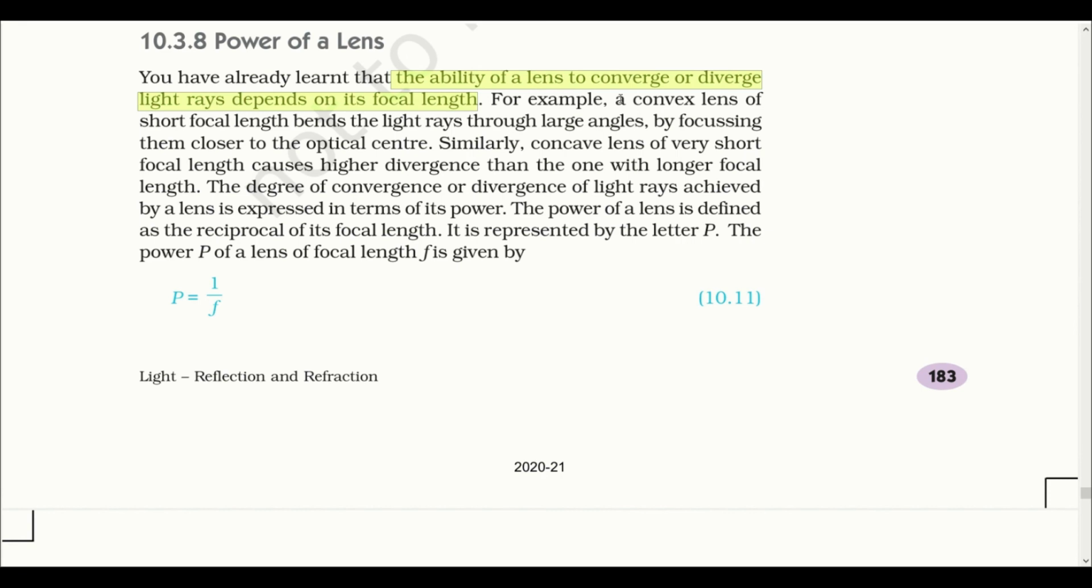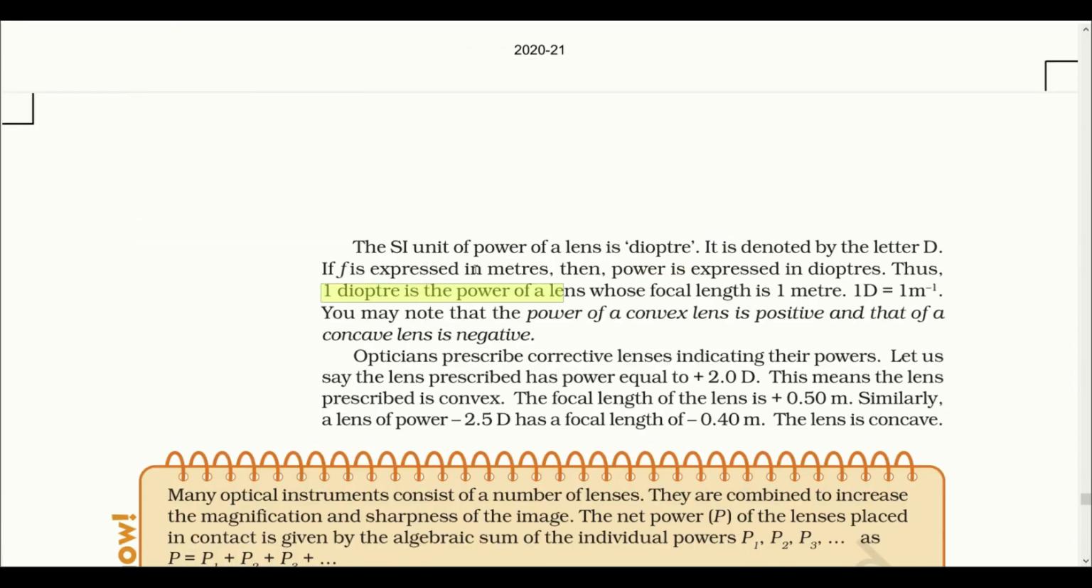It is represented by P. The power of a lens of focal length f is given by P is equal to 1 upon f. The SI unit of power of a lens is dioptre. It is denoted by the letter D. If f is expressed in meters, then power is expressed in dioptres. Thus 1 dioptre is the power of a lens whose focal length is 1 meter. 1D is equal to 1 per meter. One has to note that the power of a convex lens is positive and that of a concave lens is negative. This is actually the number prescribed by opticians for correcting lenses.